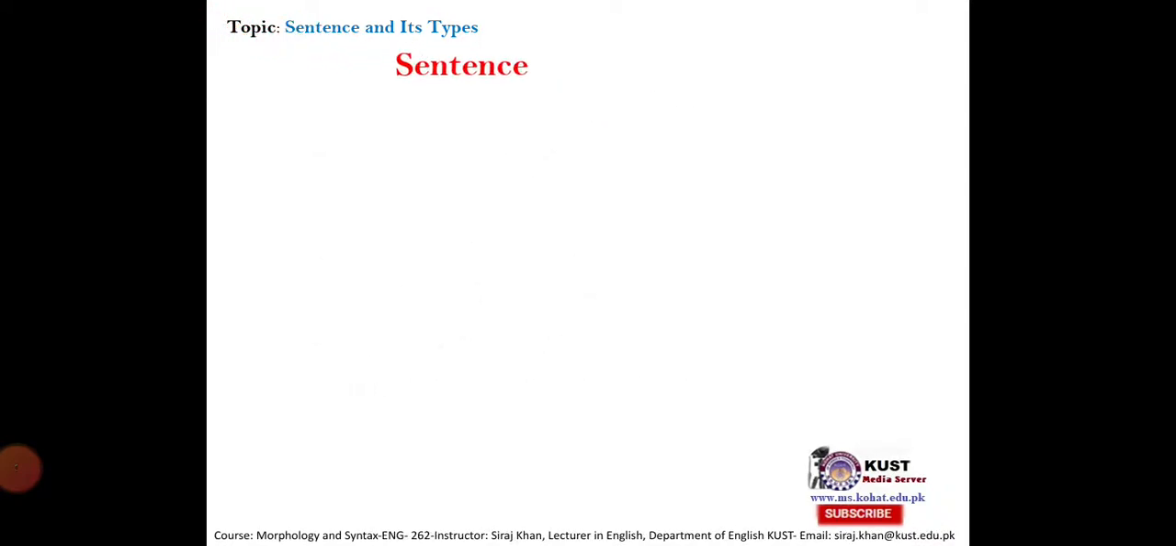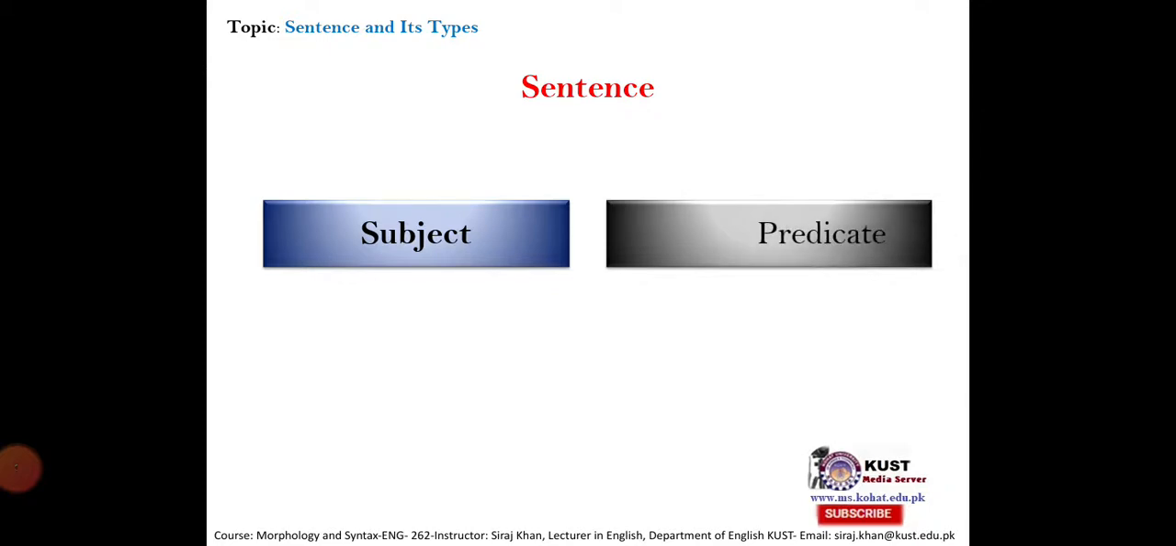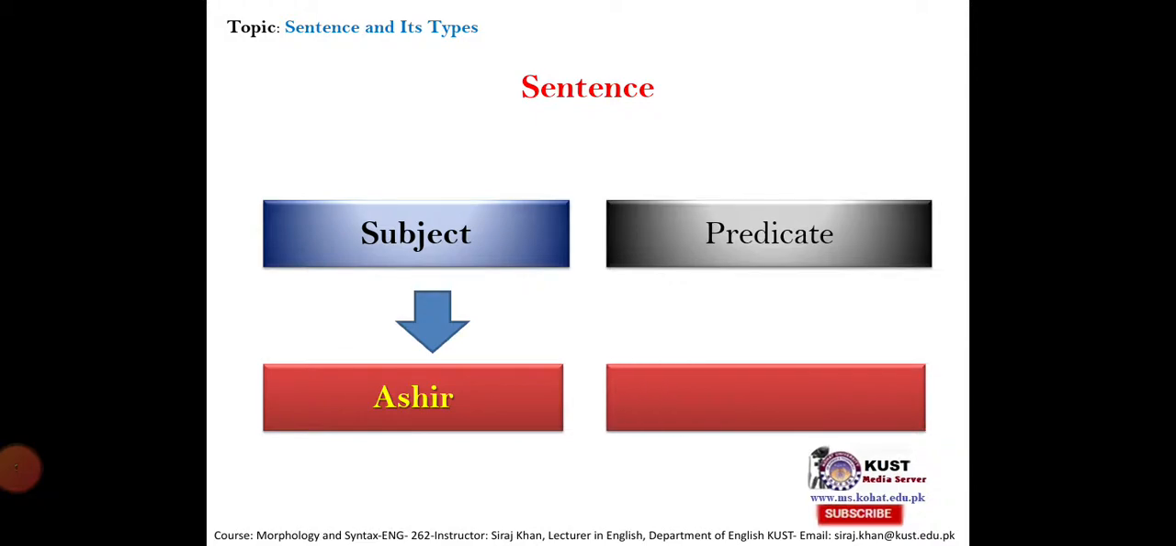What is a sentence? A sentence is a group of words giving a complete thought. A sentence must contain a subject and a verb. That verb part is also called predicate. For example, Ashir, which is the subject of a sentence, plays tennis. Plays tennis is the verb part of the sentence.